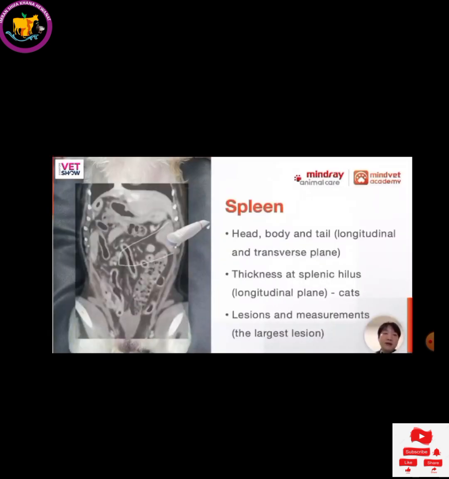The next organ is the spleen. The spleen is elongated and tongue-shaped. It is located between the gastric fundus here and the left kidney here, and appears as a hook shape. When scanning the spleen, it should be viewed in both longitudinal and transverse planes. In cats, splenic thickness should be measured at the level of the hilus in the longitudinal plane. Similar to the liver, any focal lesion should be measured. If multiple focal lesions are present, measure the largest lesion.